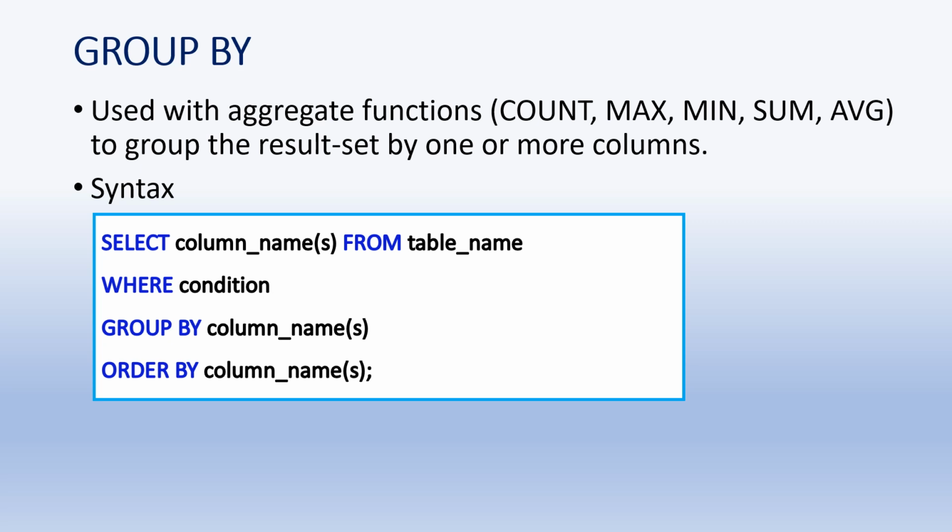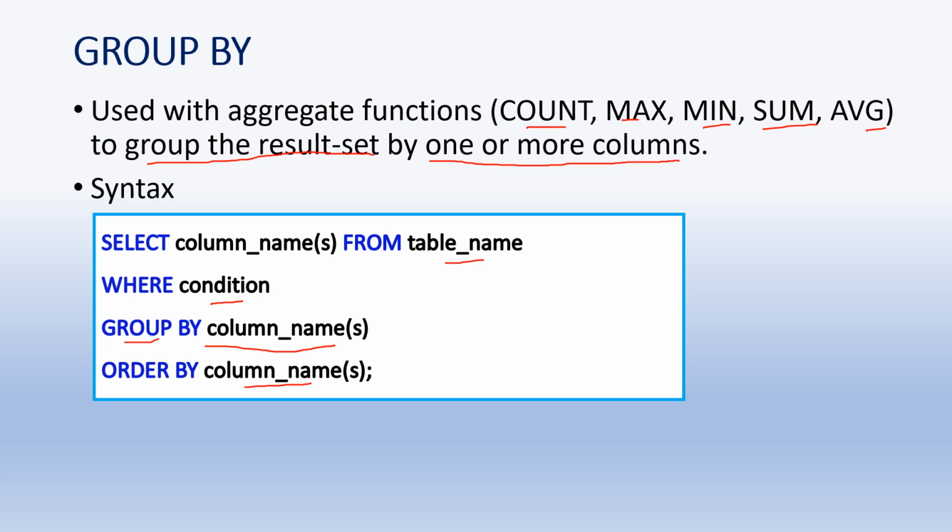Then we have GROUP BY. It is used with aggregate functions, count, max, min, sum that we learned previously, to group the result set by one or more columns. So you can see this is the syntax. Select column name from table, and we state the condition, and we group by column name and order by column name.